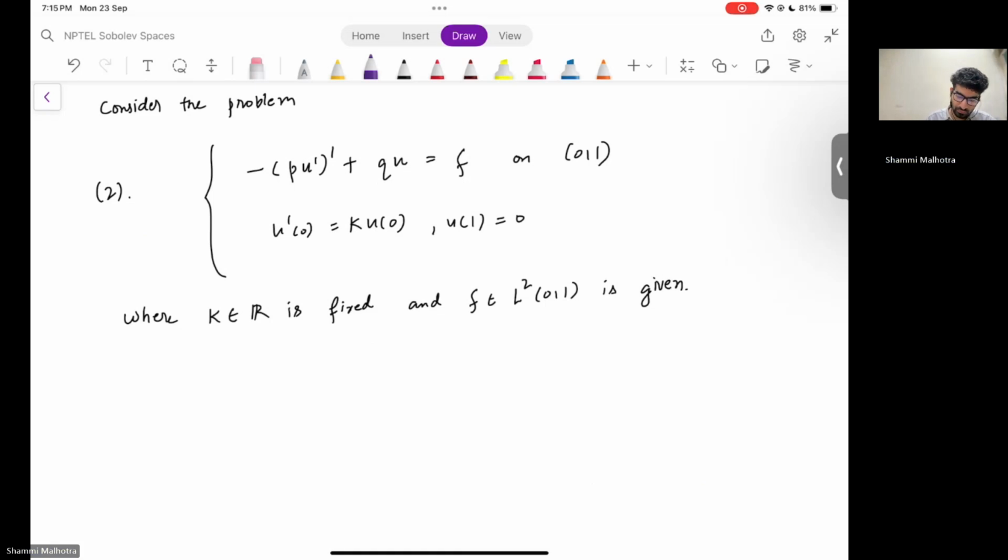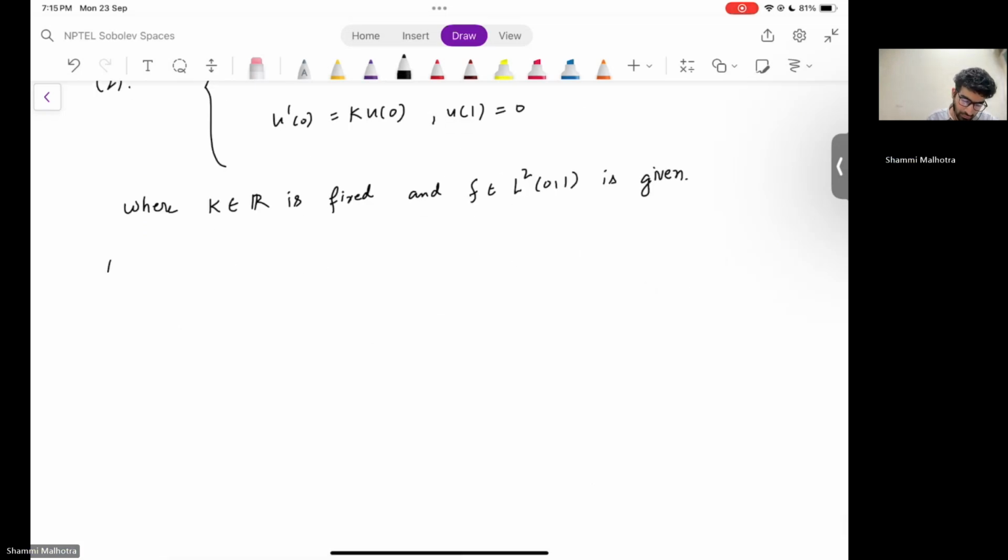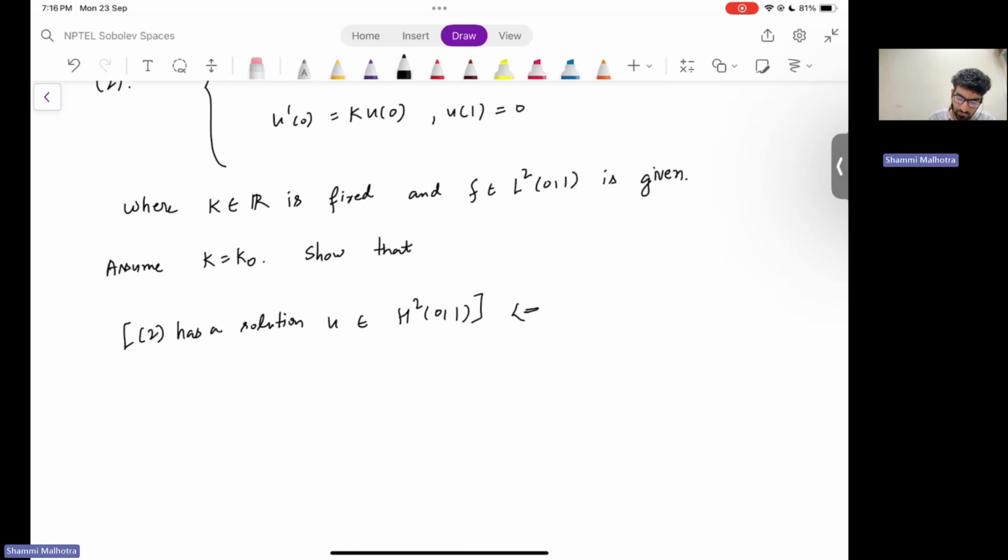So the question goes like, so also assume that k is nothing but equal to k naught. So then show that 2 has a solution u belongs to H2 of (0,1) if and only if the integral from 0 to 1 of f v naught is equal to 0. So these things are if and only if.